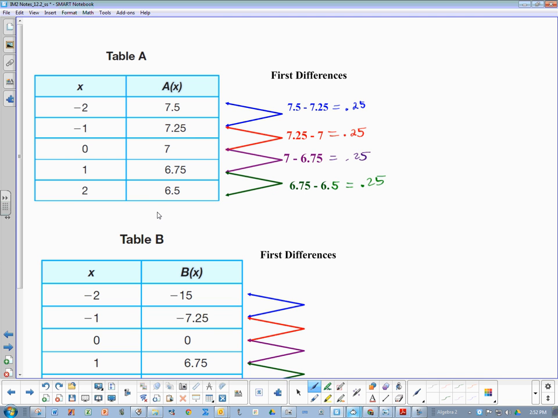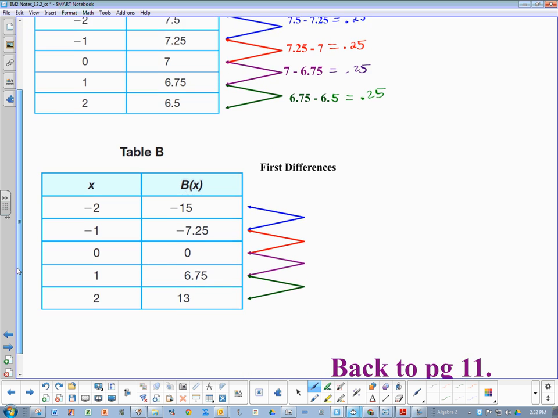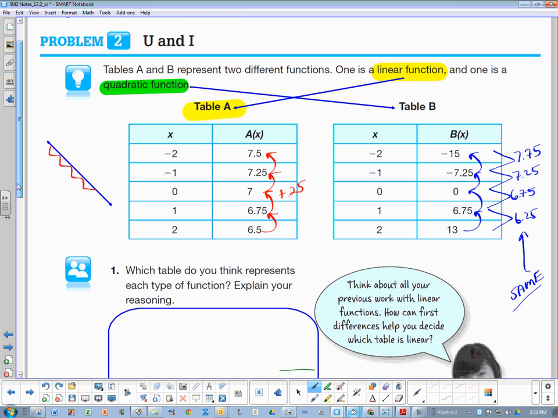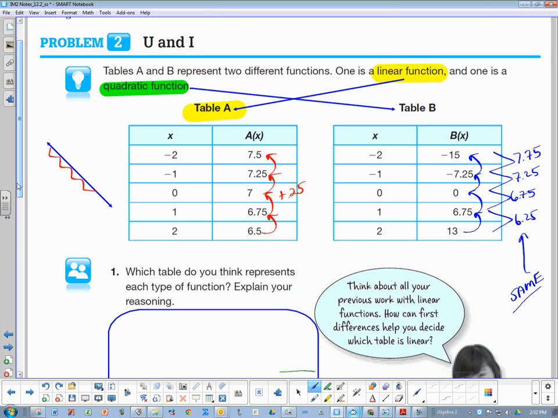All right? Let's find the first differences for table B. And we pretty much just did this, but let's do it again. I'll start from the bottom. Let's do this 13 and 6.75. Well, that's going to be, we had it on this last page here, you'll notice. You can see we have 6.25, 6.75, 7.25, and 7.75.